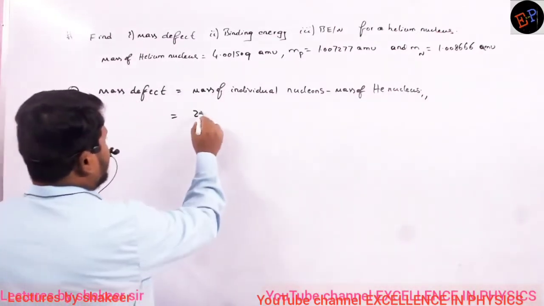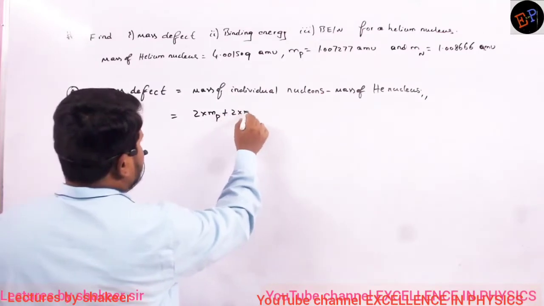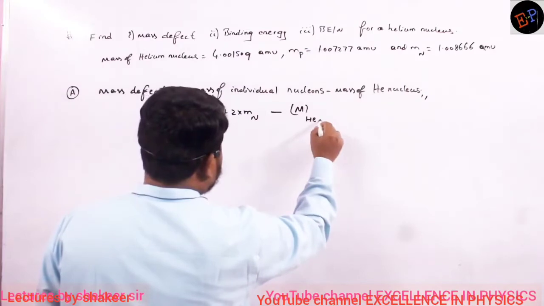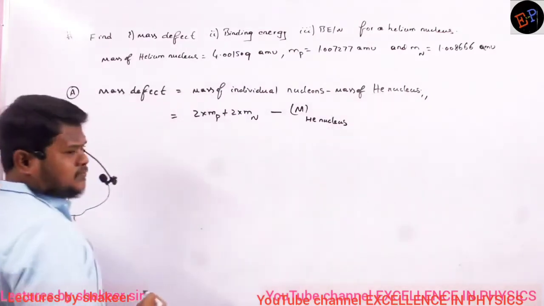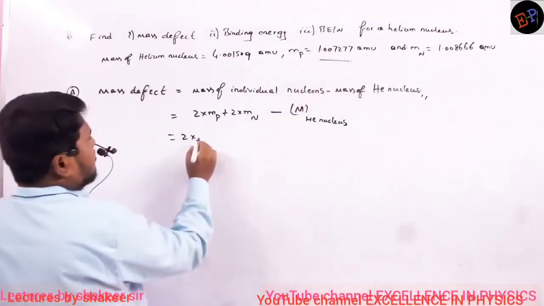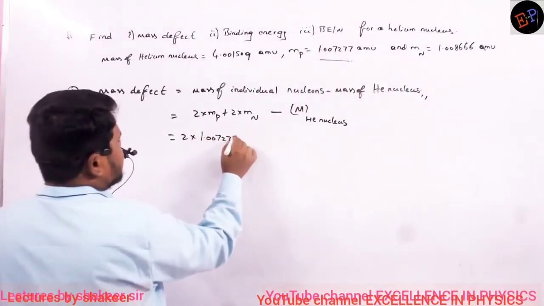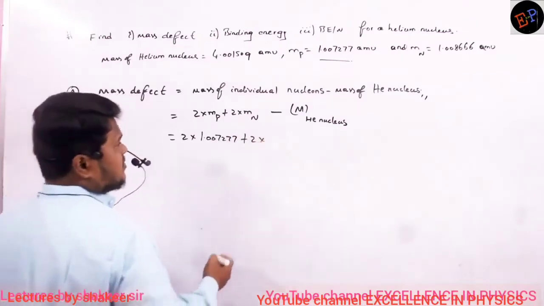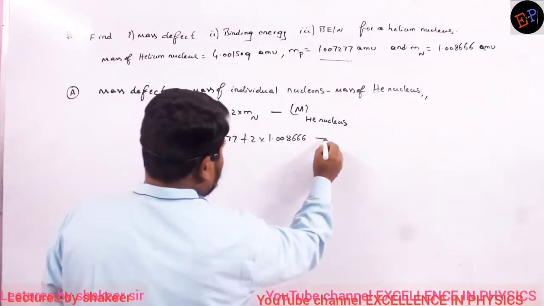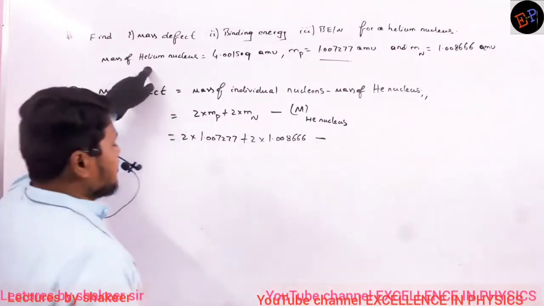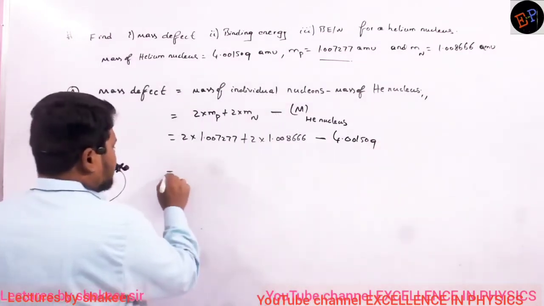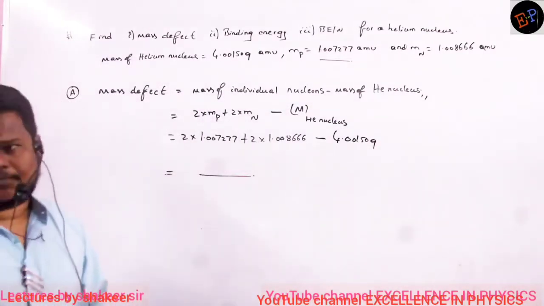So therefore, 2 times the mass of proton plus 2 times the mass of neutron minus the mass of helium nucleus. This is what I have to do. The mass of proton is already given: 2 into 1.007277, plus 2 into the mass of neutron, which is 1.008666, minus the mass of helium nucleus, which is already given as 4.001509. If you do this calculation, first of all I will get the mass defect.